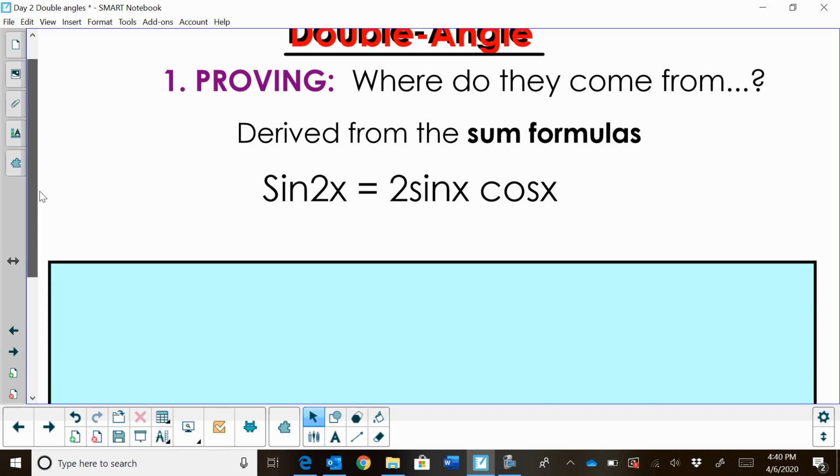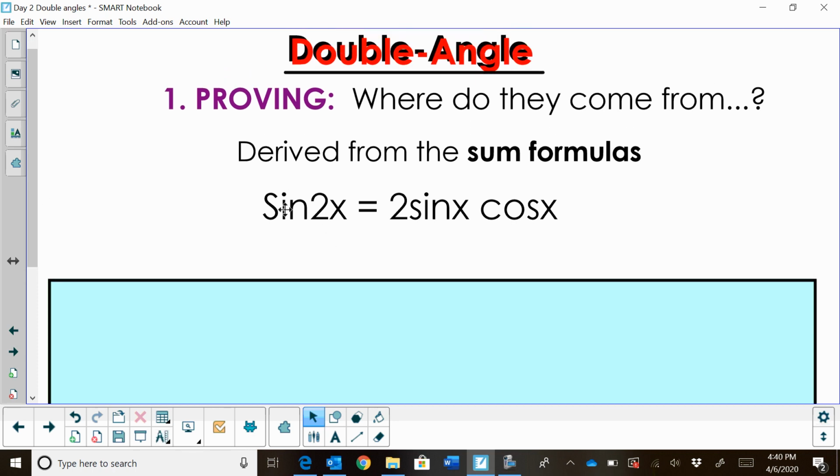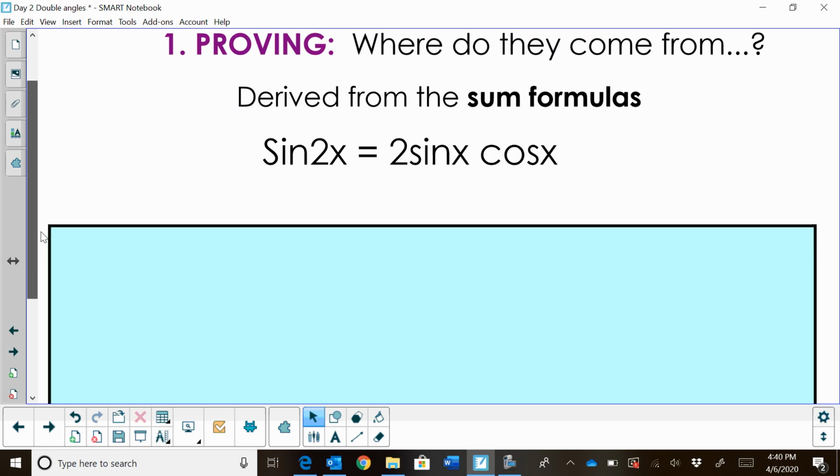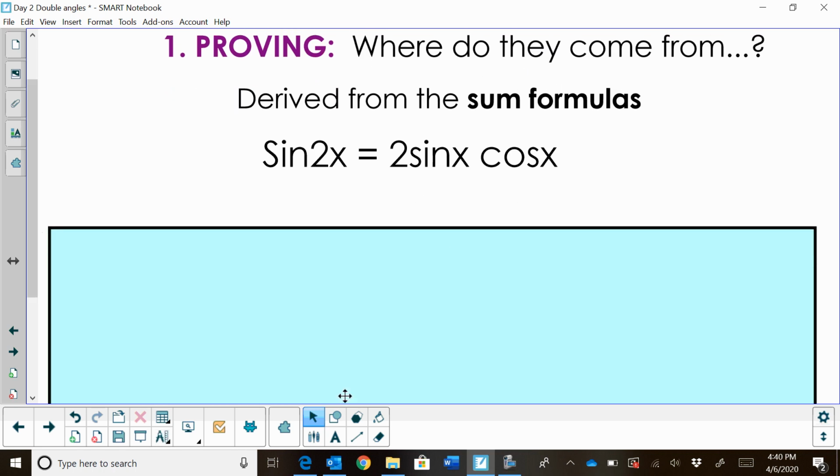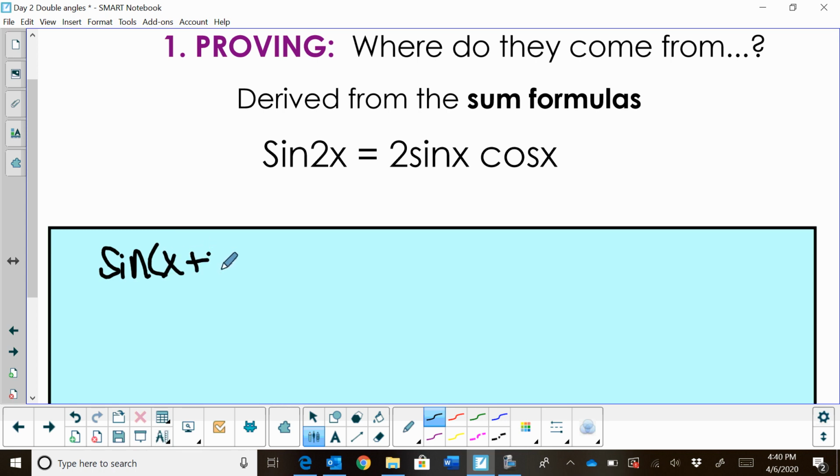So the first thing we're going to do is look at where sine of 2x equals 2 sine x cosine x comes from. Where does this double angle come from? Well, we're going to go back and look at the sum formula. So we need to know the sine for the sum and difference. So let's say we have sine of x plus x. So we have the sum of these two angles because we know x plus x is 2x. So we're just going to write it as a sum.